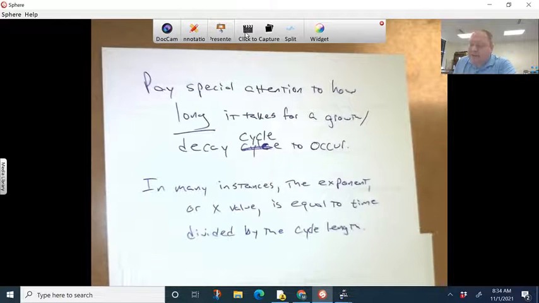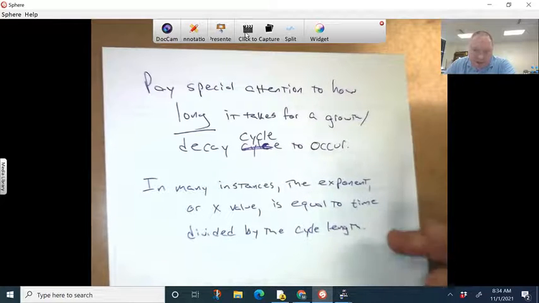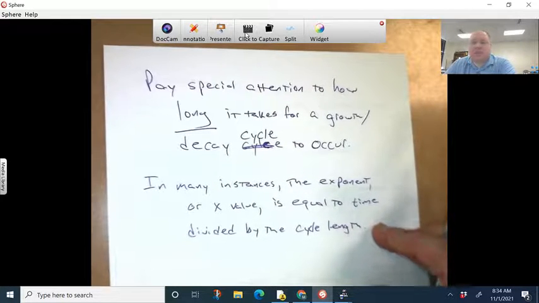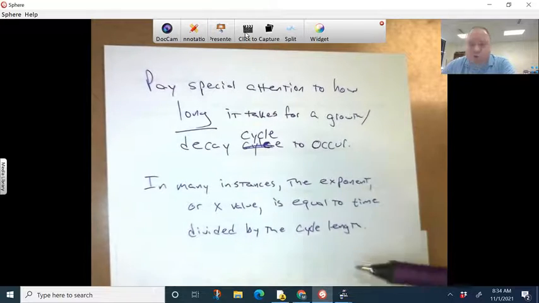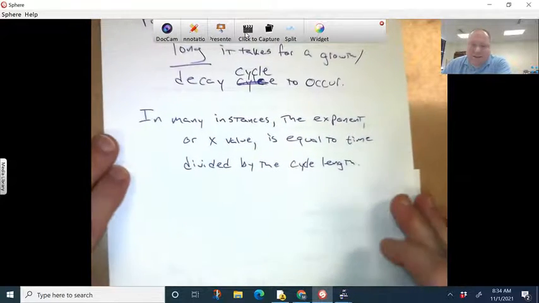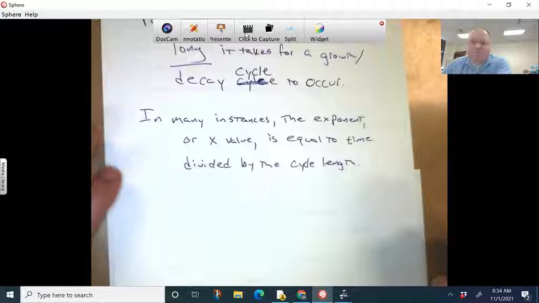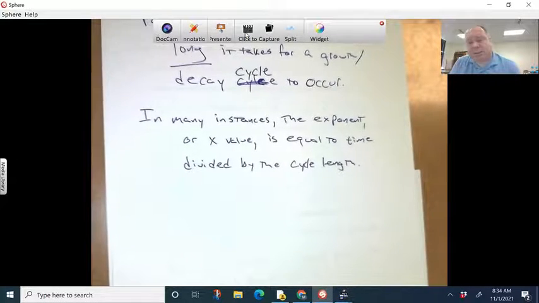So in many instances, the exponent or the x value is equal to the time divided by the cycle length. Okay, so that tells us how many times the growth will occur. So that sounds really abstract. So let's give you an example.